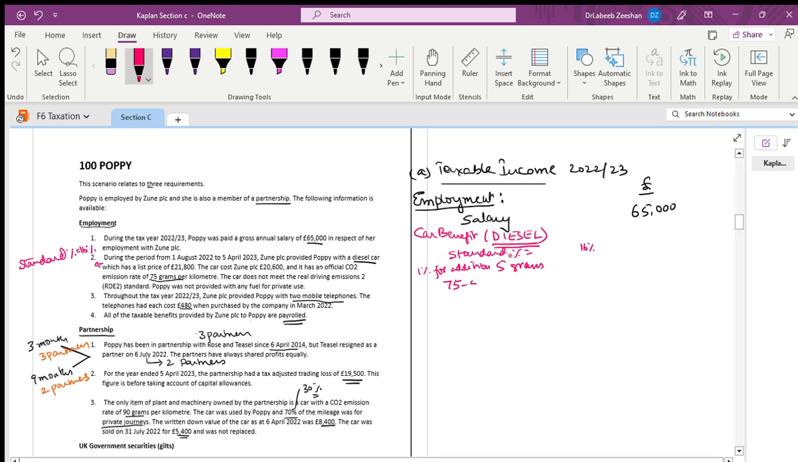The emission is 75. 75 minus 55 comes to 20, and divided by 5, it comes to 4%. Are you clear about this? Yeah, clear, sir. Fine. Next.